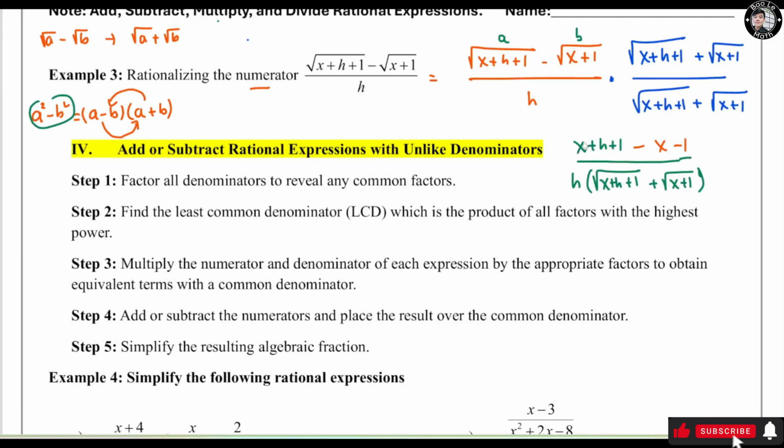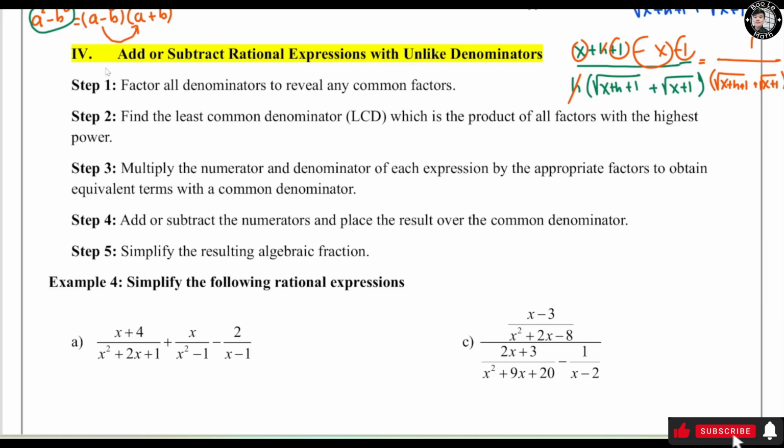Now we're going to simplify. s subtract s, gone. 1 subtract 1, gone. So the top only has h left, but h and h right here cancel out. So you only have 1 over square root of s plus h plus 1 plus square root of s plus 1, right?